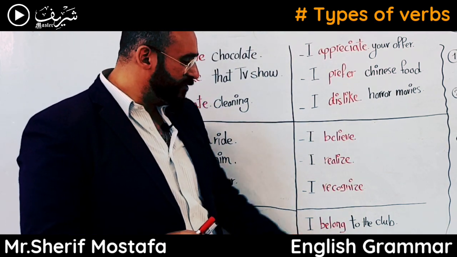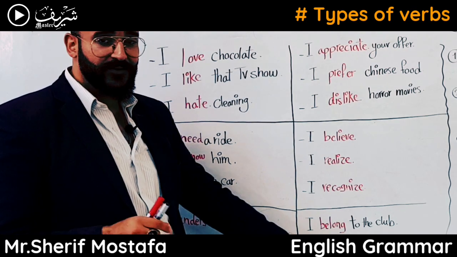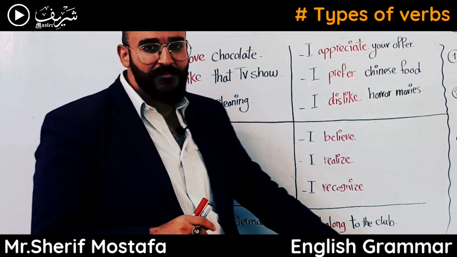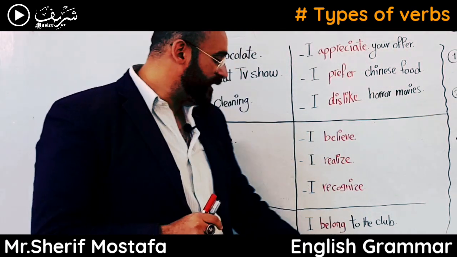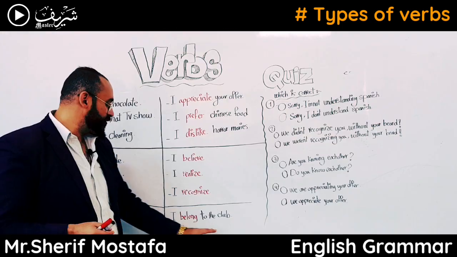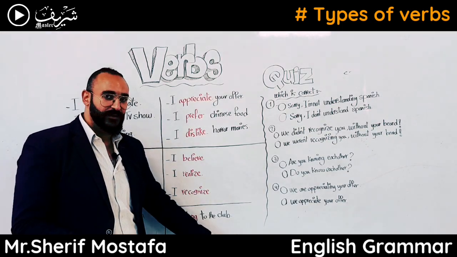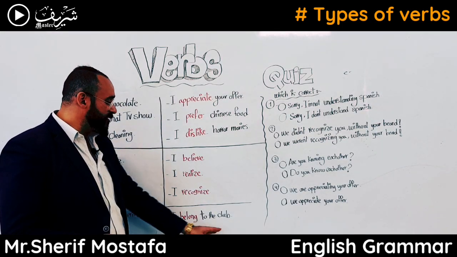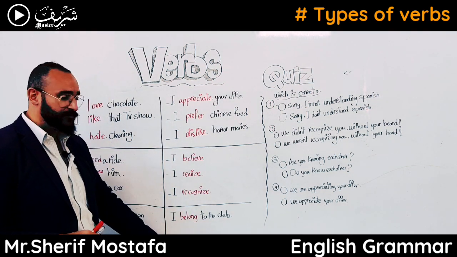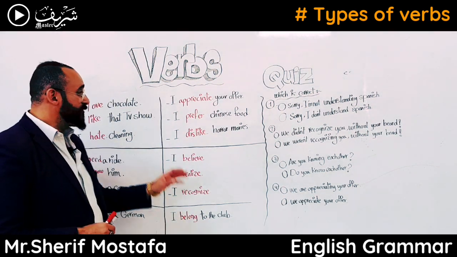So when I say I belong to the club, belong here is a stative verb, but the meaning is that I'm a member in that club. Like when I say I belong to Al-Ahli, or I belong to Zamalek. So I say that I belong to the club, that I'm a member in that team, or I am a member in that club. This is great.